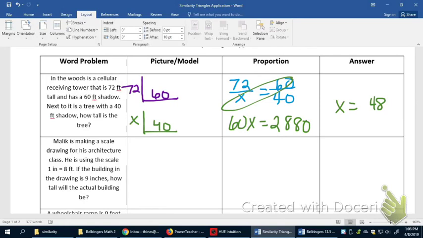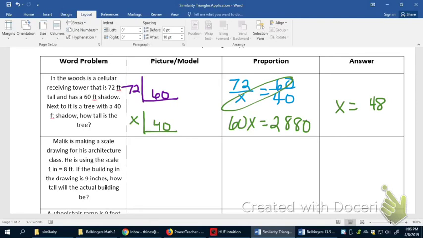Okay, next. This person is making a scale drawing for his architecture class. He's using the scale 1 inch to 8 feet. What that means is that he's making this drawing, but he's making it to scale, so everything on there matches up with what it really should be, but we just made it smaller. Okay? So it means that his drawing and the real thing are similar. So 1 inch goes with 8 feet. The building in the drawing is 9 inches. How tall will the actual building be?